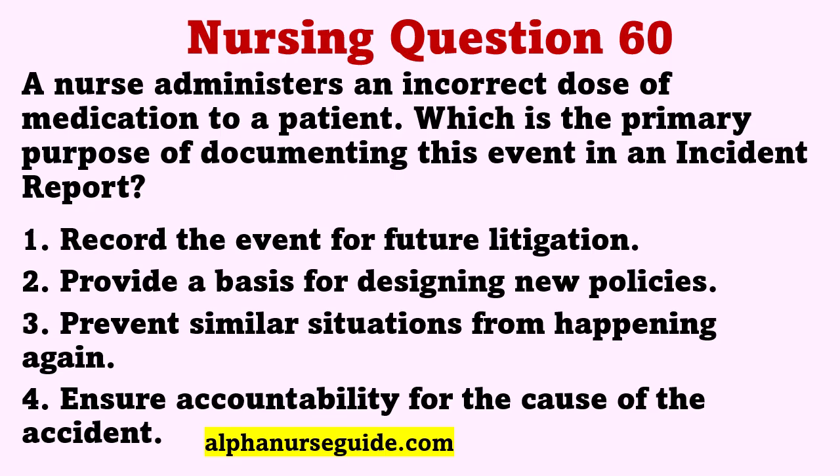The correct answer is 3. Prevent similar situations from happening again. Risk management committees use statistical data about accidents and incidents to identify patterns of risk and prevent future accidents and incidents. Providing a basis for designing new policies is not the primary reason for incident reports.